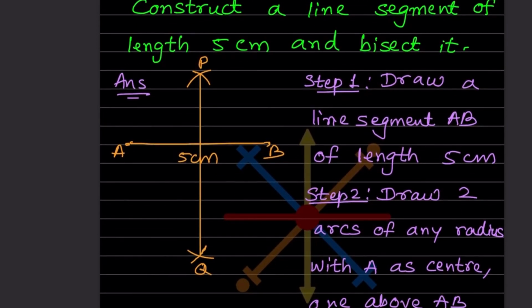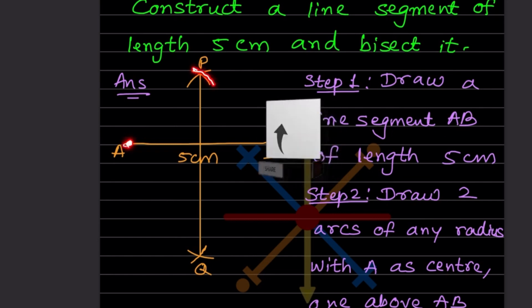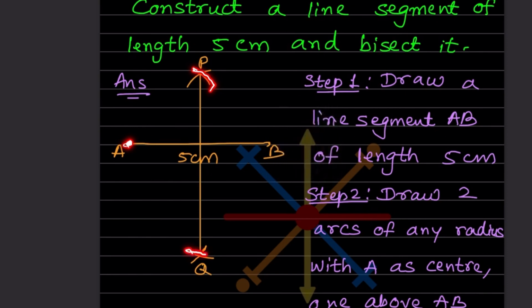Now let us see the construction. Construct a line segment of length 5 centimeter and bisect it. First, what are we going to do? We are going to draw a line, let us take it as AB, that will be 5 centimeter. Then we will take this A as the center, and with the help of a compass, draw an arc over here on the upper and the lower side. Then you will take this B as the center, and again draw an arc over here and a second arc over here, and then you will join these.